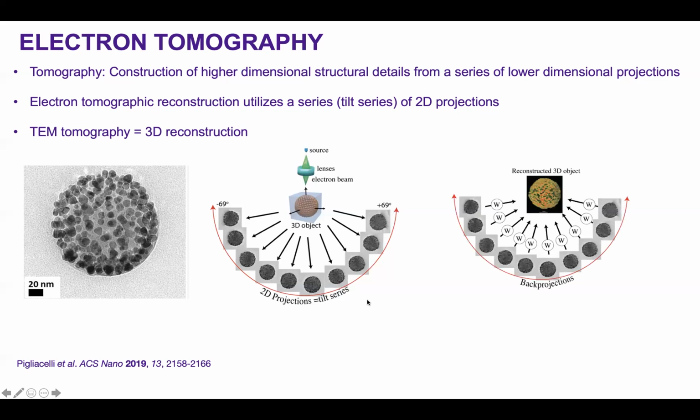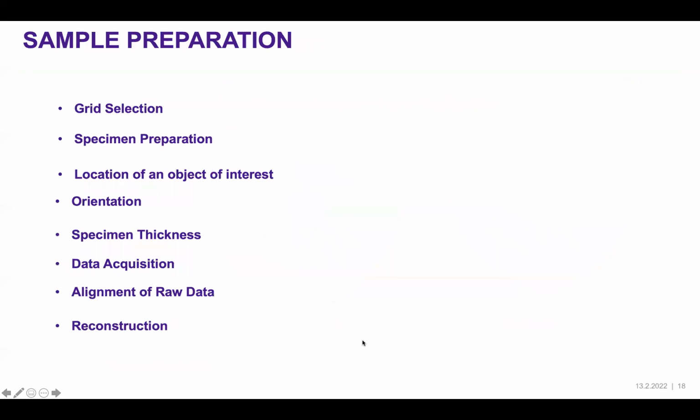And now, once you acquire these images, you can do some processing called weighted back projection, and with further processing, you can construct the three-dimensional structure. Therefore, it is a 3D reconstructed structure. It involves tilt series collection, alignment, and 3D reconstruction.